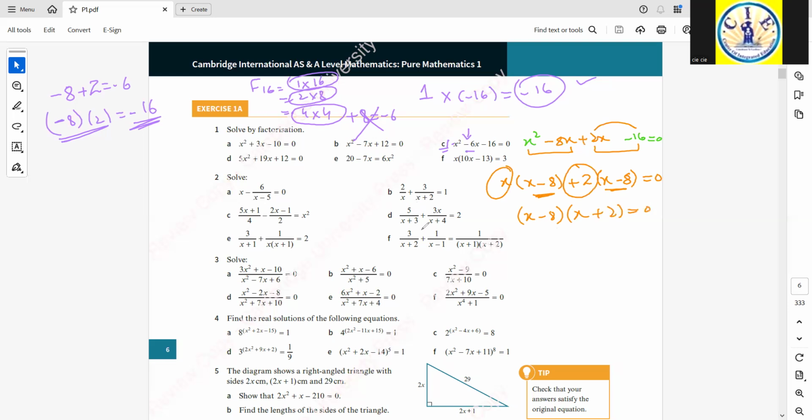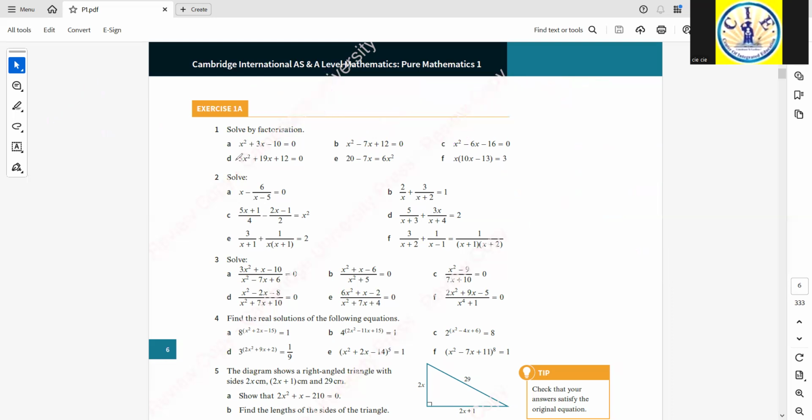So again, now using the property, x minus 8 equals 0 or x plus 2 equals 0, that will give me x equals 8 or x equals negative 2. So I've solved this given equation by factorization. So that was part C. Now part D.